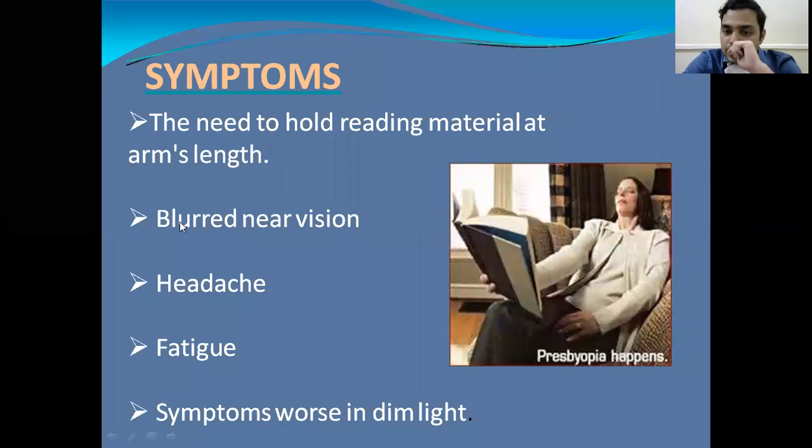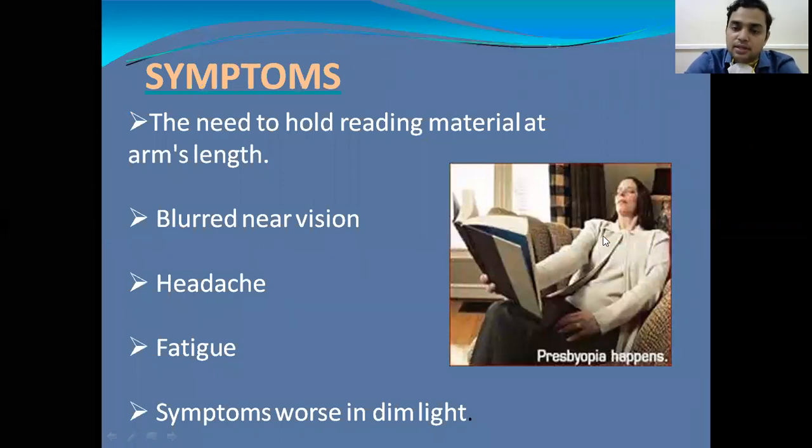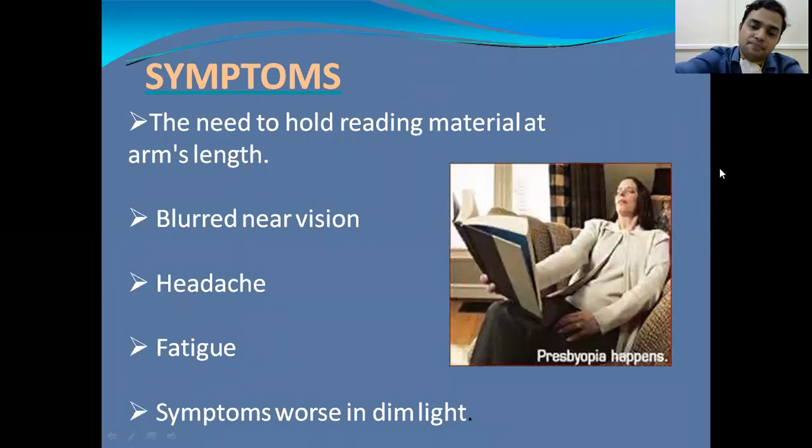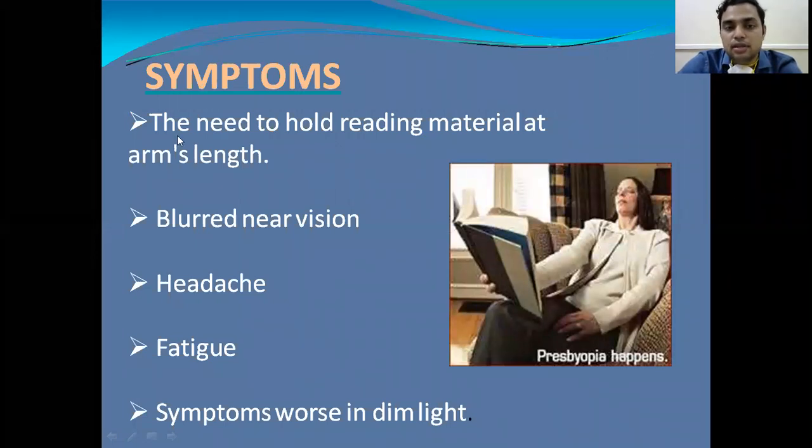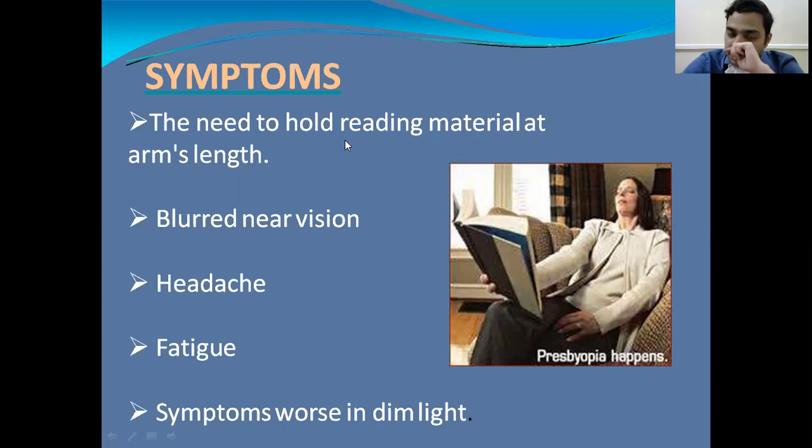So what are the symptoms? Here in this picture, you can see the patient is putting the book at whatever distance is possible away from the face, and she is reading, because there is an increase in the near point of accommodation at the age of 50 years. They need to hold reading material at arm's length, and they have blurred near vision. Because of the continuous accommodation, a headache is seen.